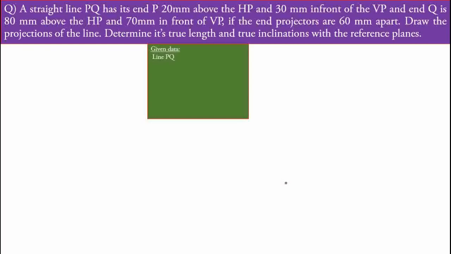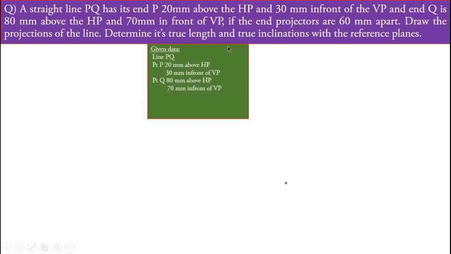The given data will be: line PQ is given. In that they have given the position of point P in terms of HP and VP. So we can write down that point P is 20 mm above the HP and 30 mm in front of VP. Then they have given the position of end point Q also. So end point Q is 80 mm above HP and 70 mm in front of VP.